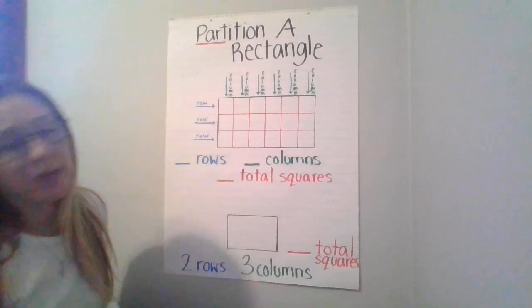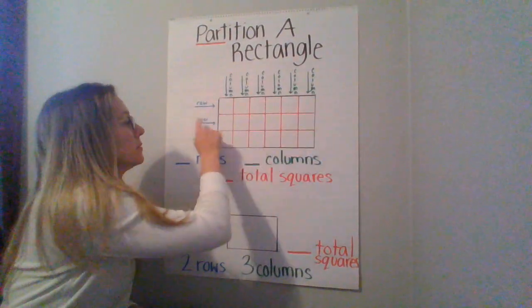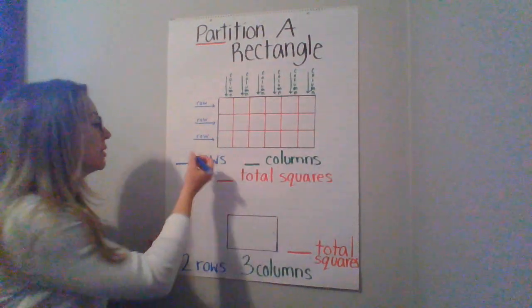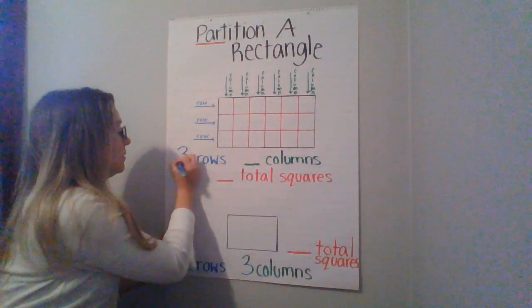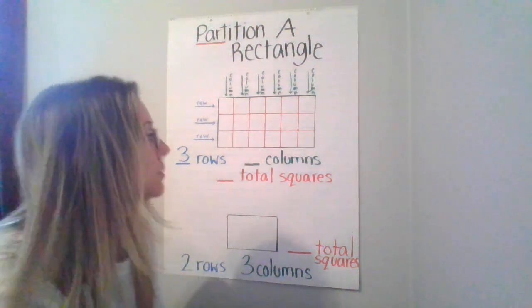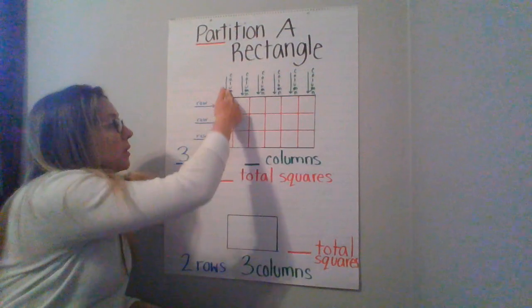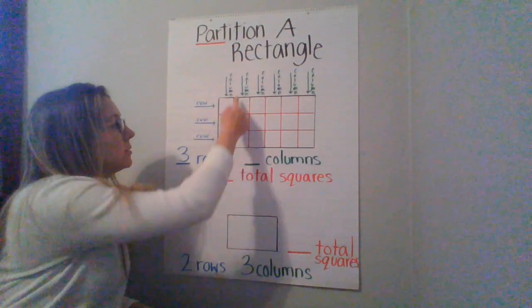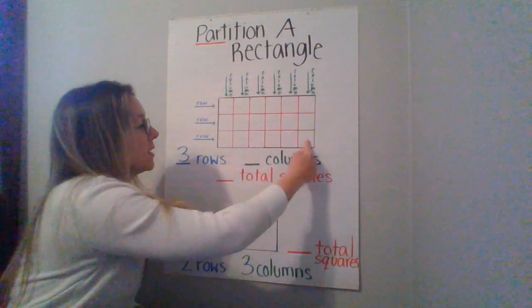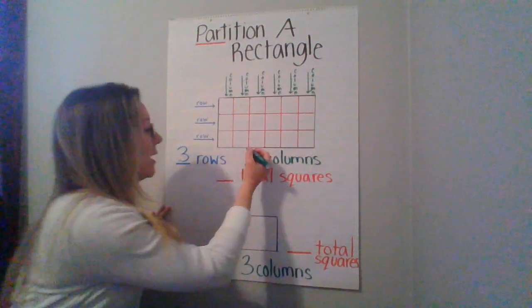So let's see how many rows we have. 1, 2, 3. There are 3 rows in this rectangle. Let's see how many columns we have. We're going to go down. 1, 2, 3, 4, 5, 6. 6 columns.